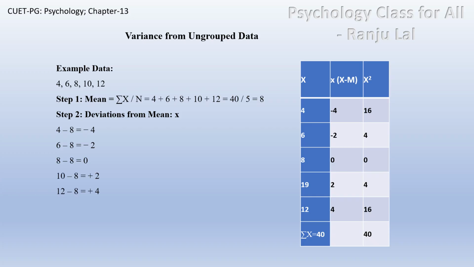Third step is squares of deviations. So 4 into 4 is 16. Likewise, all the numbers get squared, and the total of the squares is again 40. And now the variance comes as 8. On average, each score deviates 8 units squared from the mean.